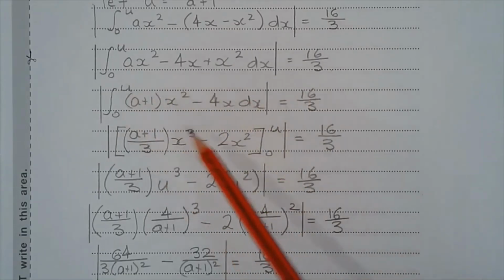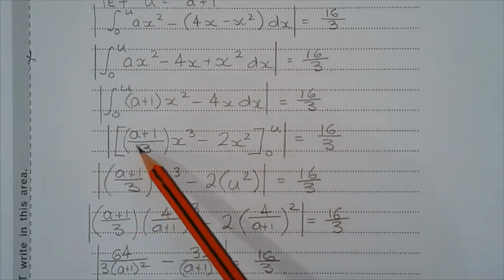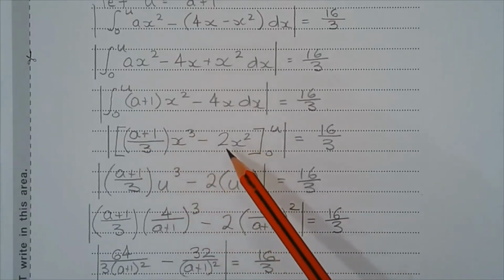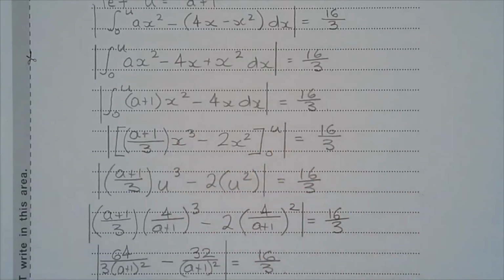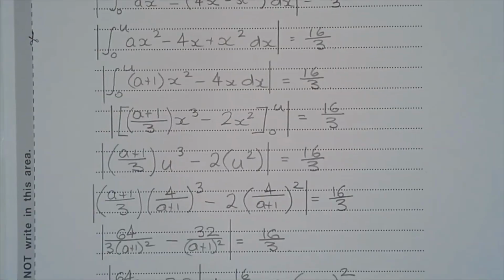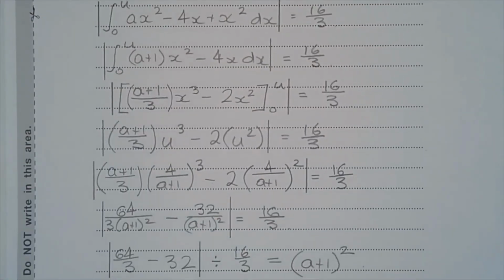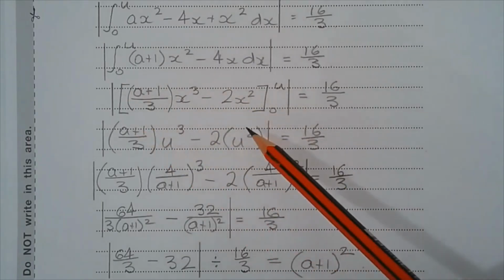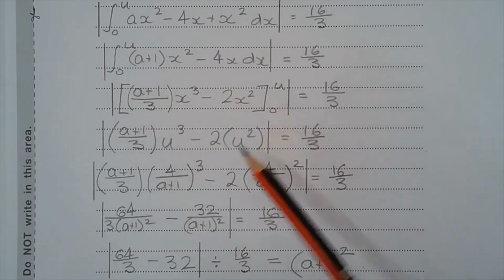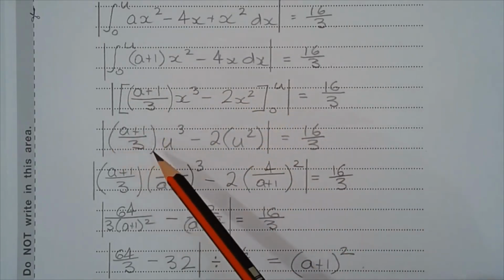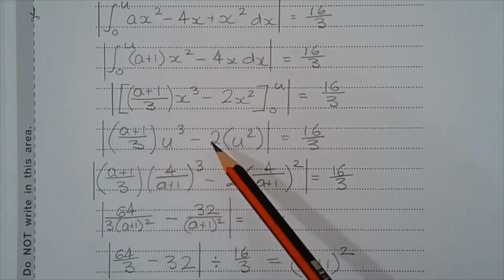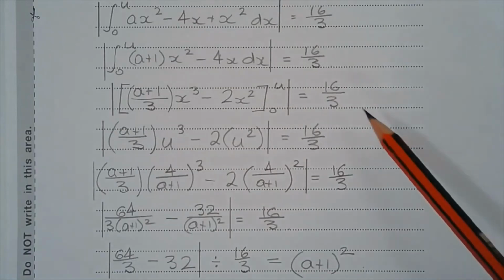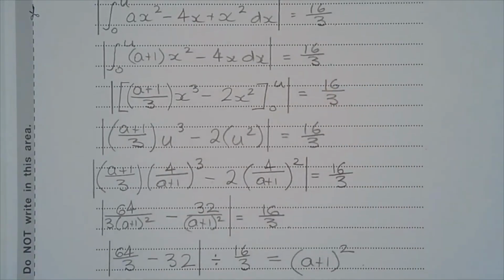Integrating the left-hand side, we have the absolute value of (a plus 1) over 3 multiplied by x cubed minus 2x squared from 0 to u equals 16 over 3. Now when x equals 0, the left-hand side equals 0. And when x equals u, we have (a plus 1) over 3 u cubed minus 2u squared. Of course, we continue using the absolute value sign there. And that equals 16 over 3.